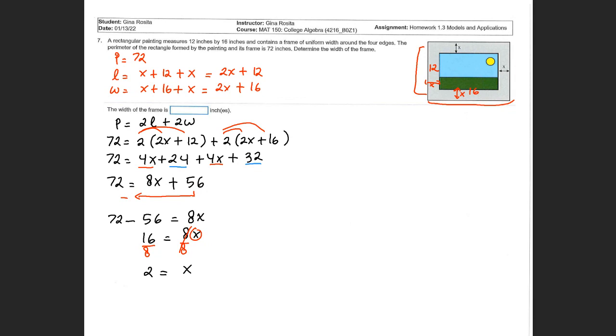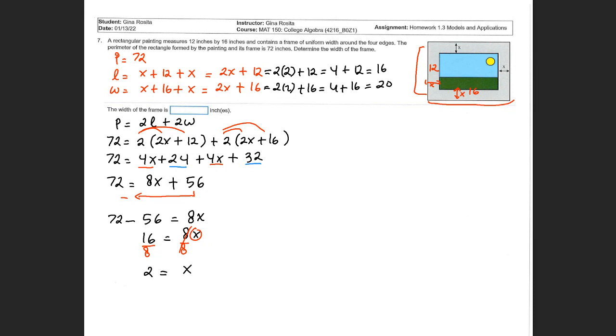Plug into the length and width. Length equals x plus 12. You just plug in. Change x to 2. So 2 times 2 plus 12. So 2 times 2 is 4 plus 12, so 16. Then this becomes 2 times 2 plus 16, so 4 plus 16. The answer is 20.